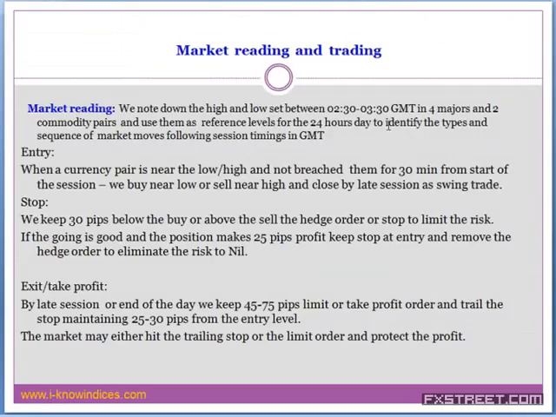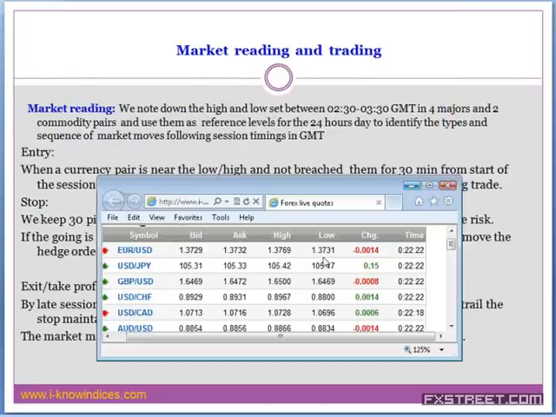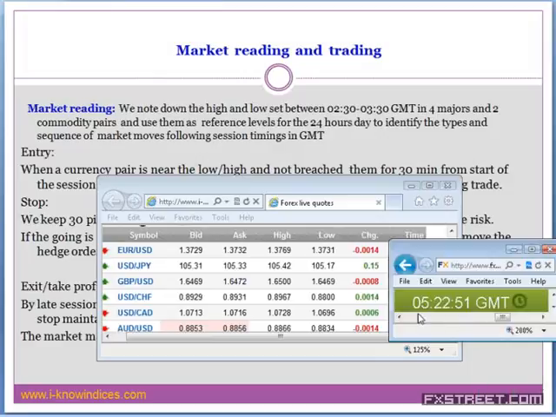So for the intraday trades, we note down the initial lows and the highs in 4 majors and 2 commodity pairs and try to enter when the market has stopped breaching the new low or the initial low for more than 30 minutes during the early or the late sessions. So now it is in the mid session. 6 to 7:30 is the late session. So wait till 6 GMT.